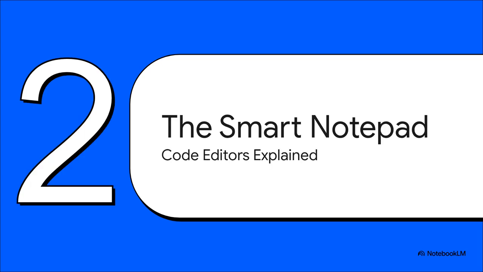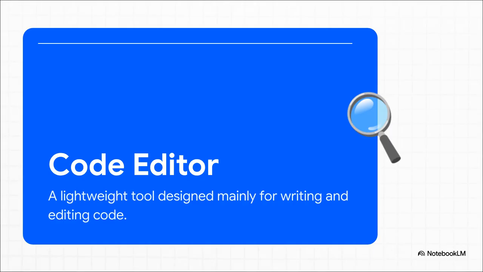Okay, so first up, let's talk about the code editor. I want you to picture something really simple, a smart notepad. That's it, a notepad, but one that's built just for coding. So what does that actually mean? Well, a code editor is just a lightweight tool. Its whole purpose, its one main job, is to let you write and edit source code. That's it. The name of the game here is simplicity and speed.